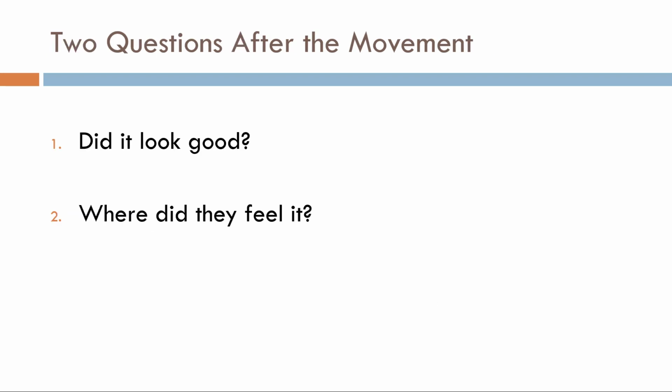So then you have the 2 questions after the movement. Pretty straightforward. Did it look good? Right? So was there something that needed to change? And then this process of internal aspect, where did they feel it? This is the process that continues over and over again. Did it look good? Yes, you leave it alone. If it ain't broke, don't fix it. Does it need intervention? Yes. And then you go through the process.